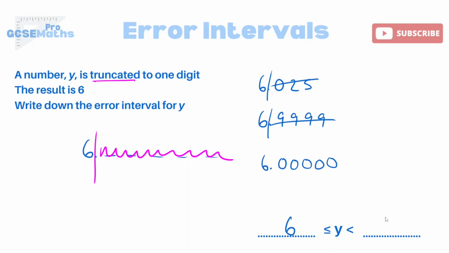Now, this is where the biggest value gets a bit confusing. Because technically, the biggest value was 6.999 recurring that it could possibly be. But as I said in the previous one, you're not going to mess around by putting recurring 9s to infinity. There's not enough space.